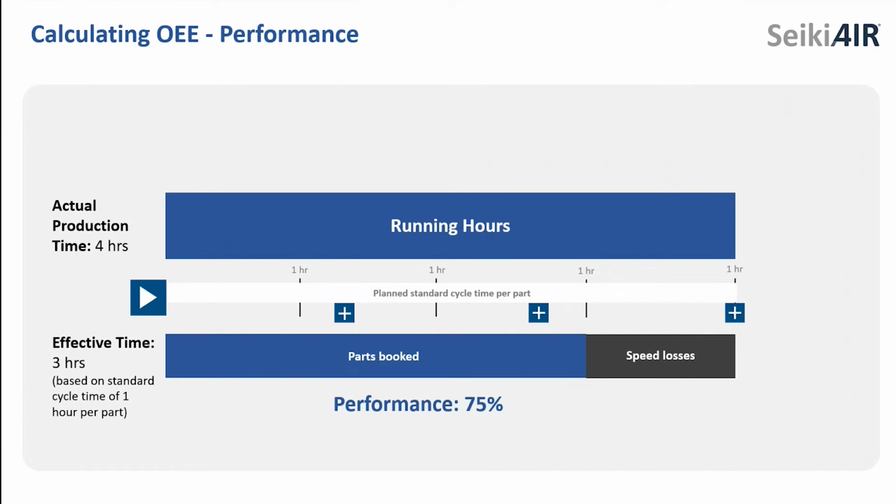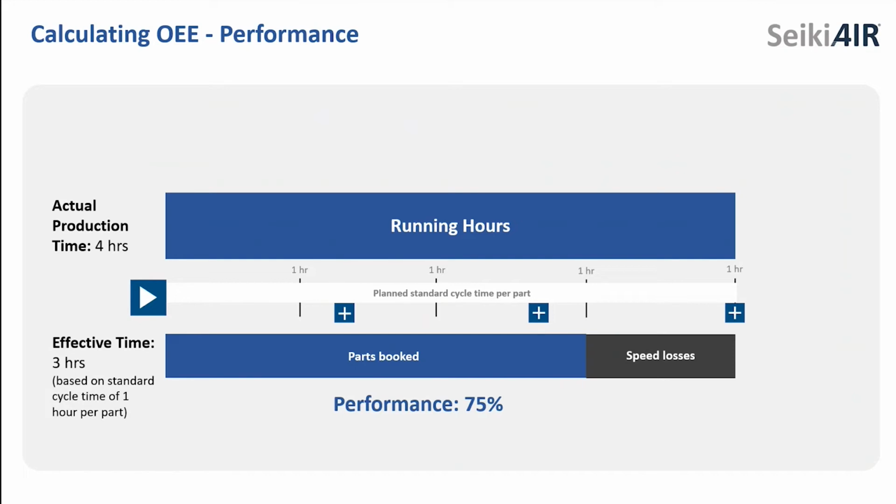So in this example, I've got a part that is taking an hour to produce, but I'm in that 4-hour period. By the end of it, whether I book it every time I produce the part or I book the full quantity upon completion, I've actually only produced 3 parts in that 4-hour period. So effectively, I've only been effective for 3 hours of that potential 4-hour period. Hence, I'm getting a performance factor of 75% for my OEE calculation.